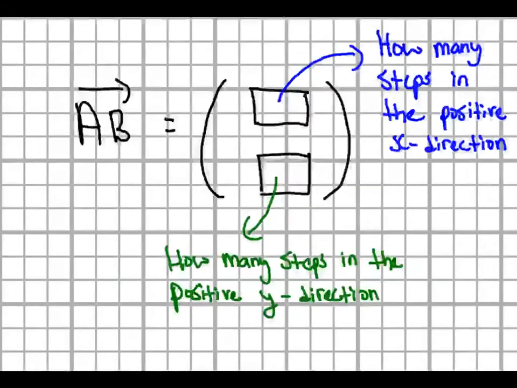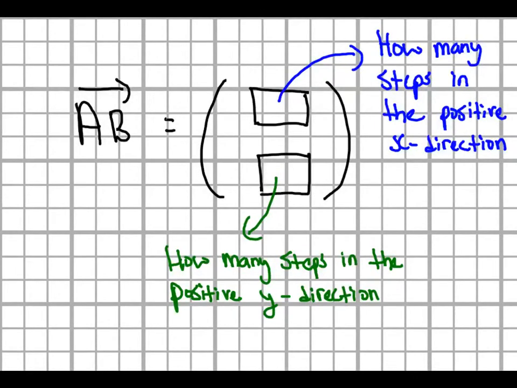Therefore, if I use a matrix to represent a vector, the top number represents how many steps I move in the X direction from the starting point, and the bottom number represents how many steps I move in the Y direction. Notice that I use the words positive X direction and positive Y direction.